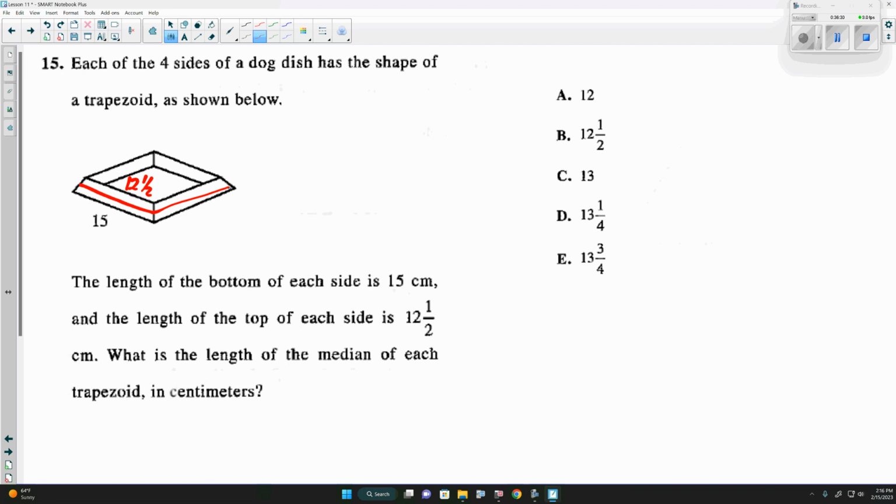Haley, do you remember what our formula is? Well, here we're not looking for area. The mid-segment of a trapezoid, which we covered at the start of this semester. Median means middle.